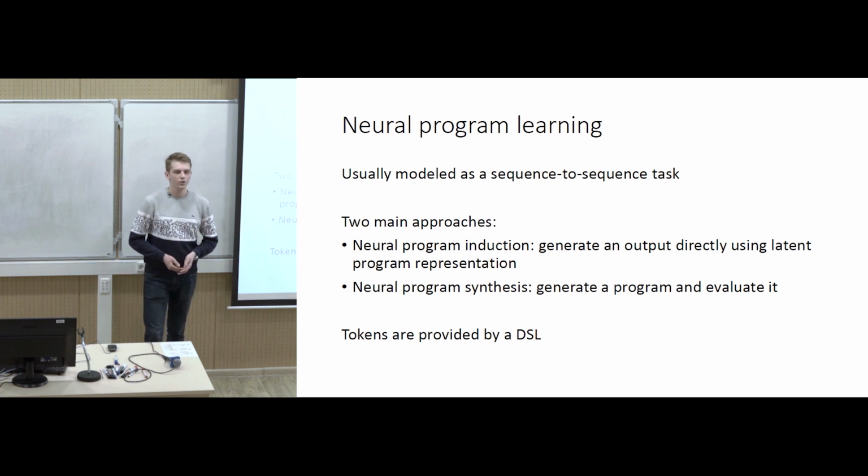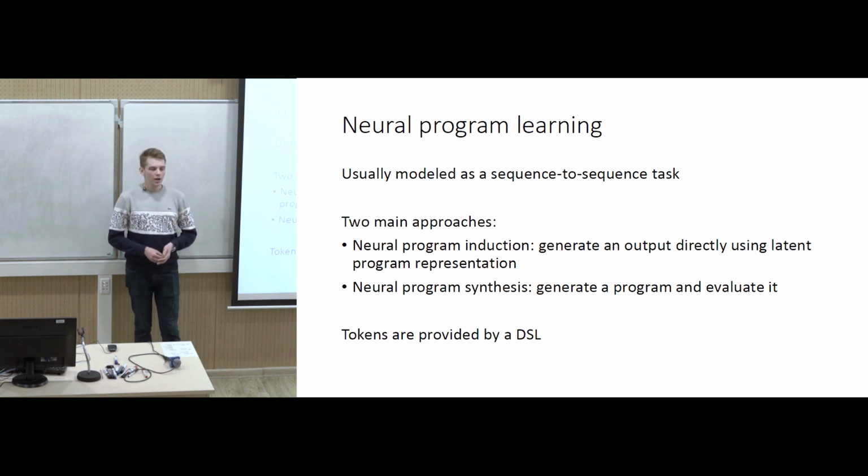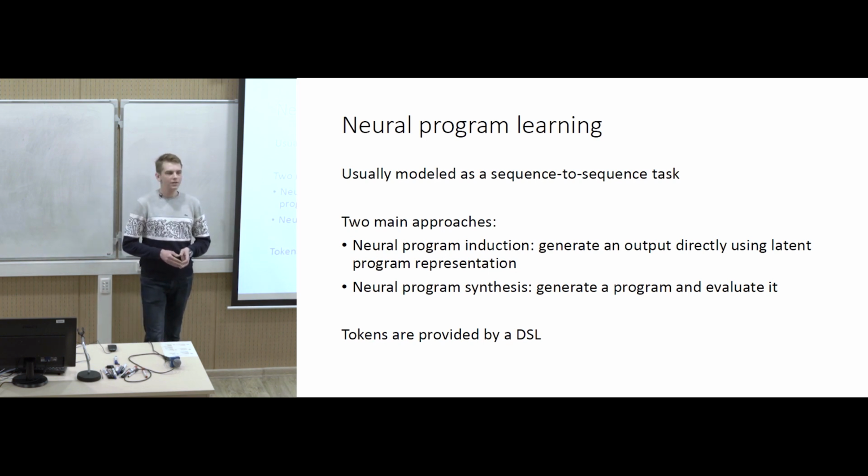There are two main approaches. First is neural program induction, when we generate an output directly from an input, and the program here contains an algorithm in a latent representation defined by the middle layers of our neural network. And the second one is neural program synthesis, when we derive the program explicitly.